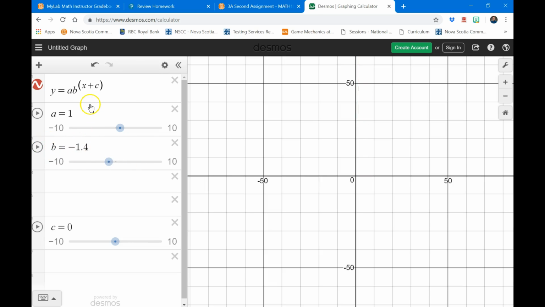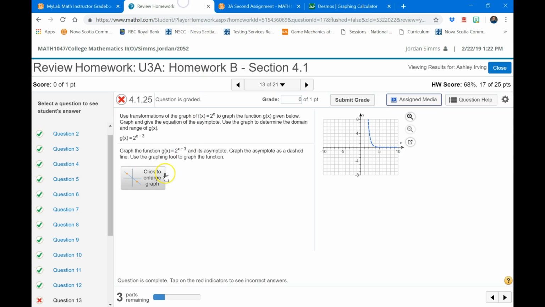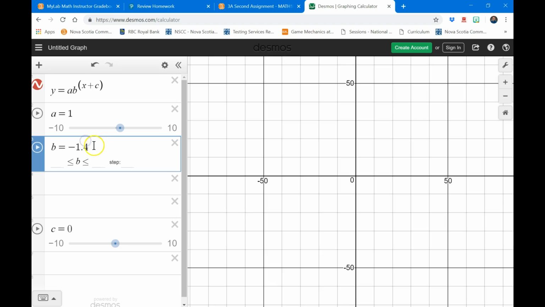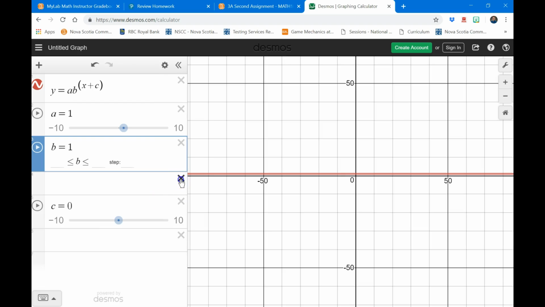So when you think about this, just take a look at the base. I know in the question you were looking at right here, 2 to the exponent x minus 3. So we have a base 2, right? So I should see some sort of basic, like, increasing as we go left to right. So that's the first thing we should know, right? The second transformation, sorry, let me put this back to 1 right quick.